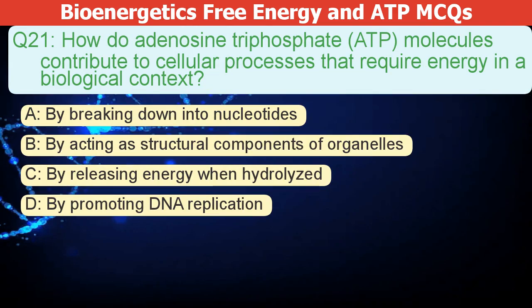How do ATP molecules contribute to energy-requiring cellular processes? A. By breaking down into nucleotides. B. By acting as structural components of organelles. C. By releasing energy when hydrolyzed. D. By promoting DNA replication.